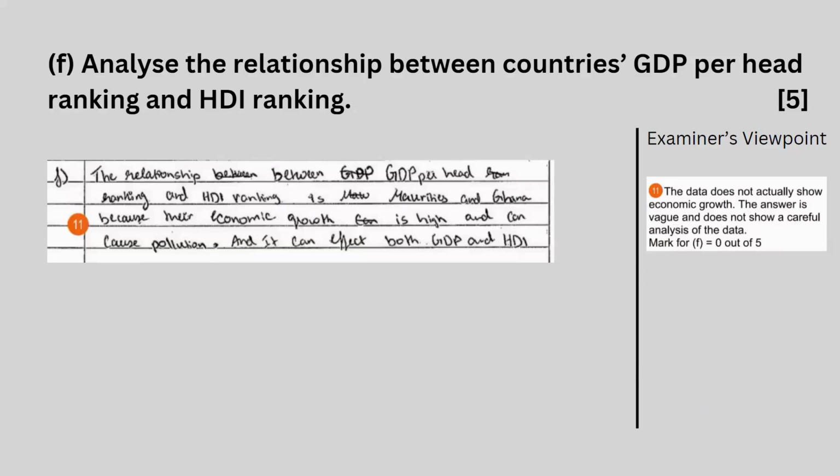Let's see. Only this much answer has been given by the low scoring candidate. The data does not actually show economic growth. It means they have made an analyze which was not there. They have just made it by themselves. The answer is vague and does not show a careful analysis of this data. So there was no analysis, there was no proper identification. The answer was not up to the mark, because of which the candidate has got 0 out of 5.